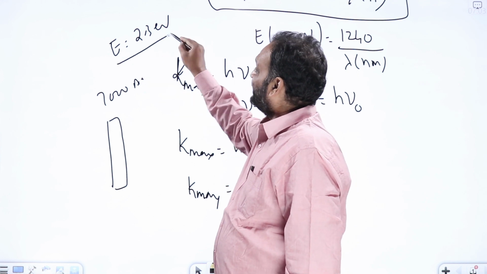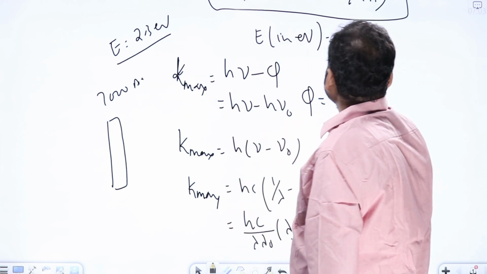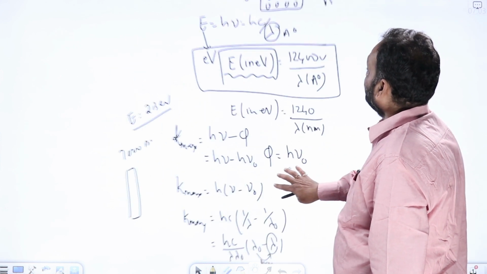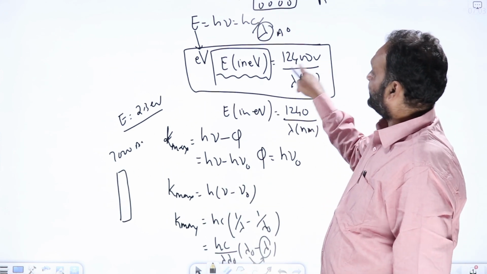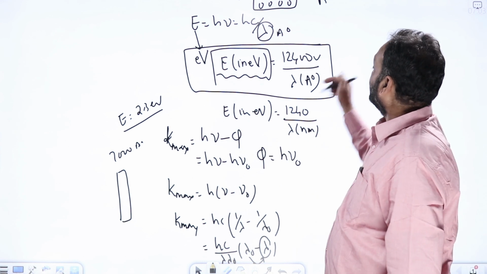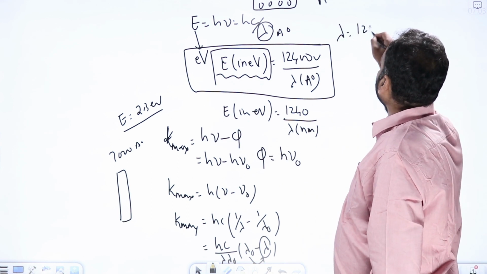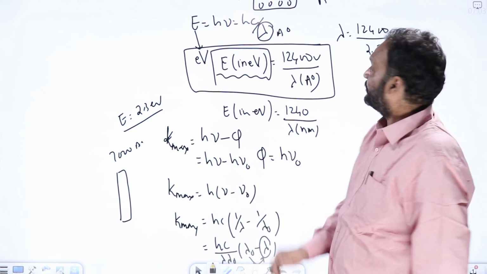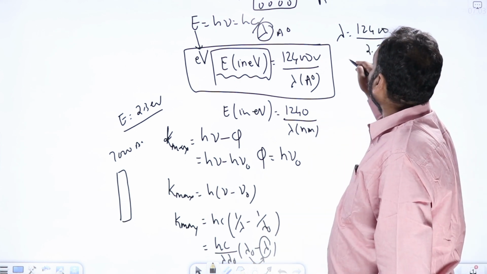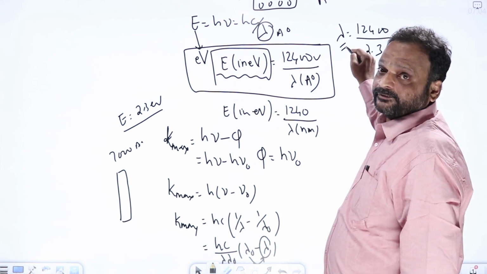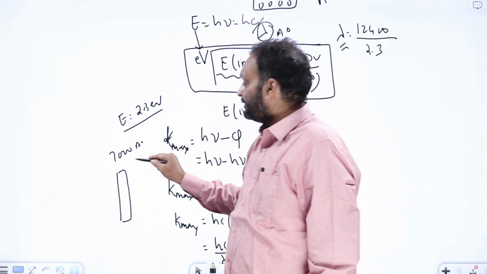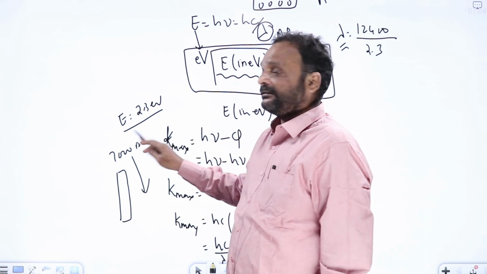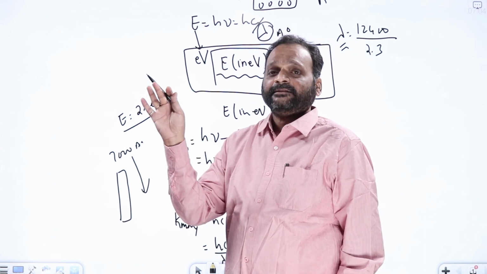He has given the energy, so use this formula: lambda equals 12,400 by the energy given, with energy in electron volts. Take the energy of each photon here and you will get that lambda. That will be the wavelength of the incident photons. If that wavelength is less than 7,000, photoelectric emission occurs. If that wavelength is more than 7,000, photoelectric emission is not possible.